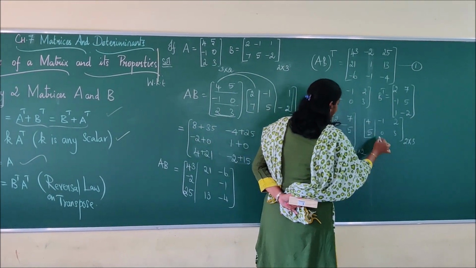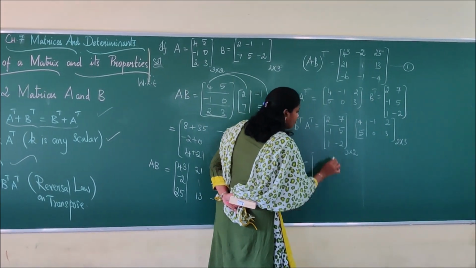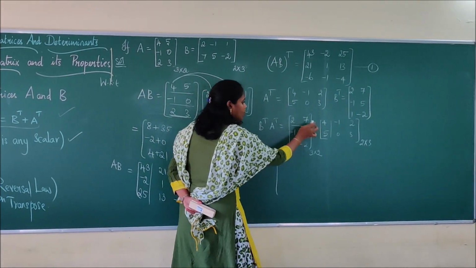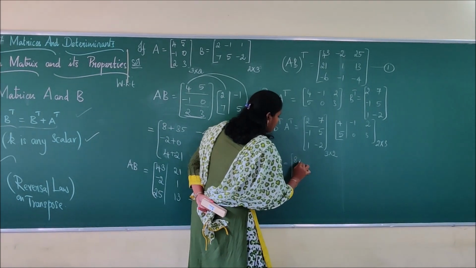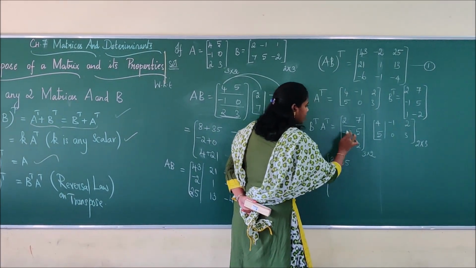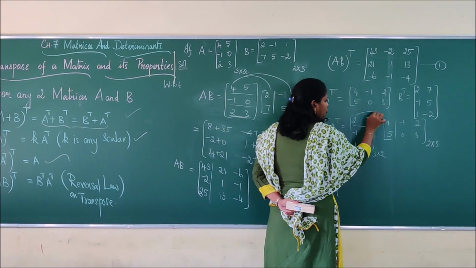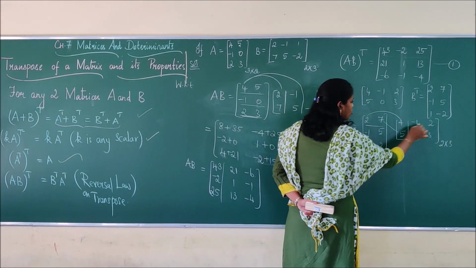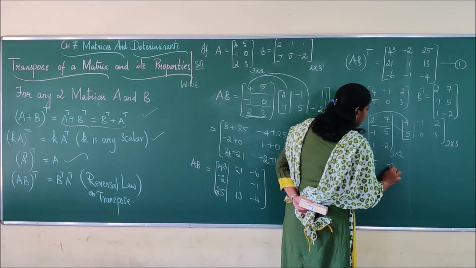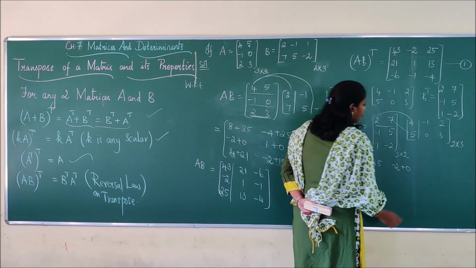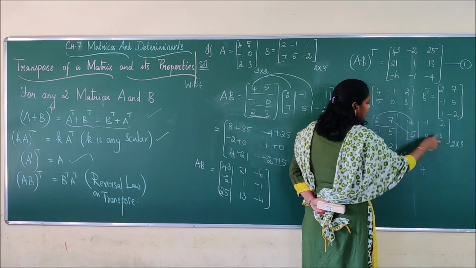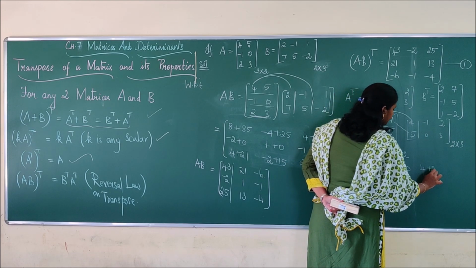First row, first column. What is my first row, first column? First row is 2, 7. First column is 4, 5. Now I'm going to multiply. So 8 plus 35. Right? So 4 2s are 8 and 7 5s are 35. Next is first row, second column. That is minus 2 plus 0. And next is first row, 2 2s are 4 and 7 3s are 21.